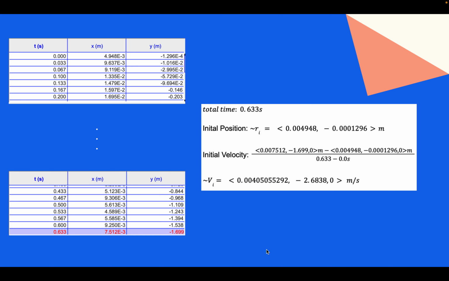As you can see on the graph, there's time in the x direction as well as time in the y direction. When looking at our data points, you can see our initial and end time, which was 0 to 0.633 seconds. Our initial position, which you can see there, helps us calculate our initial velocity. Using our final position, which was at 0.007512, -1.699, we can subtract initial position from final position and divide by time to get our initial velocity.